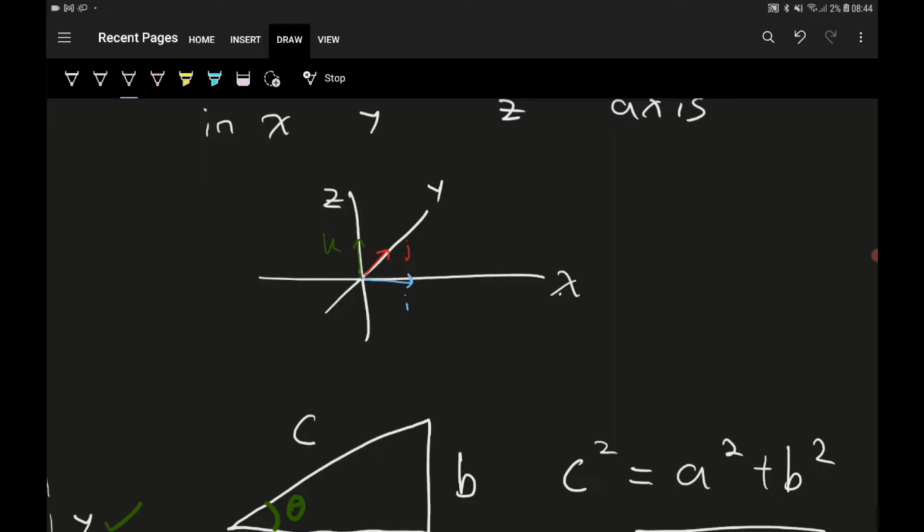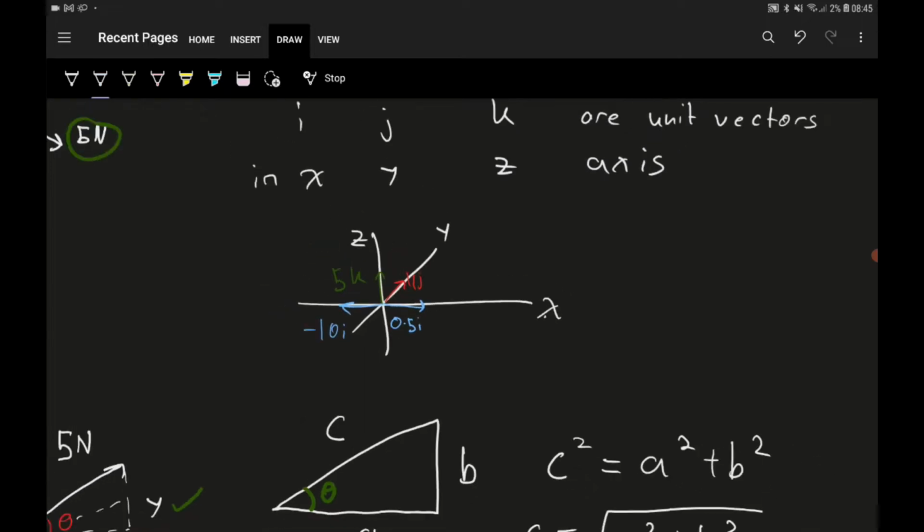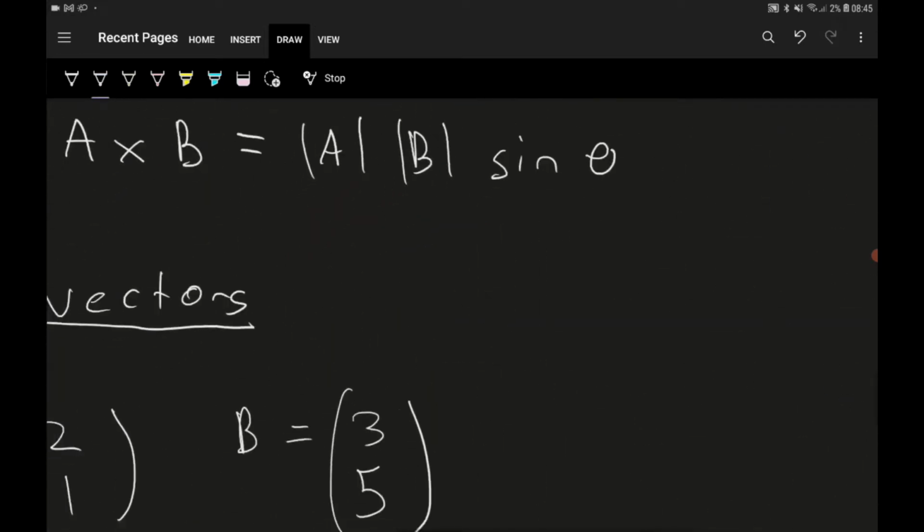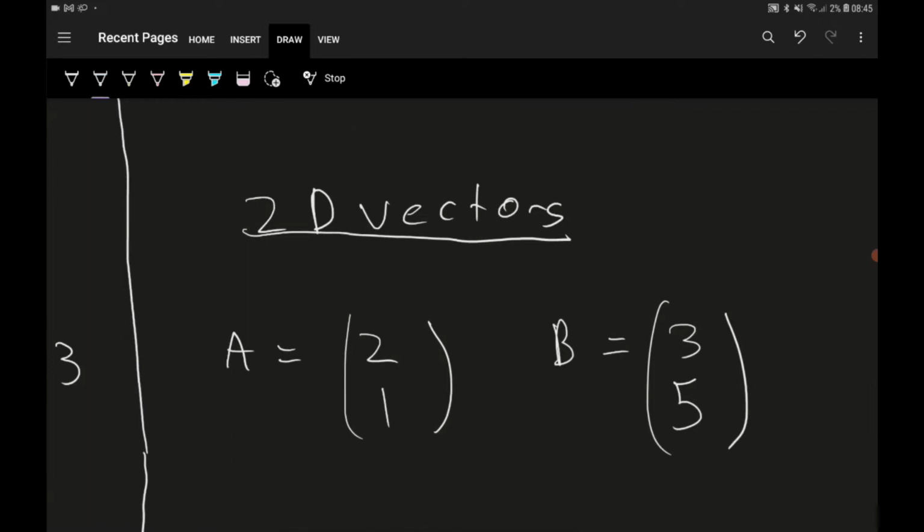Then if you're going higher than 1, that would be, let's say, for example, 5K. Higher than 1J, that would be 11J. More than 1I, or less than 1I, 0.5I, or minus 10I. So that's how we'd vary our vectors in the IJK representation. That is also a valid representation.